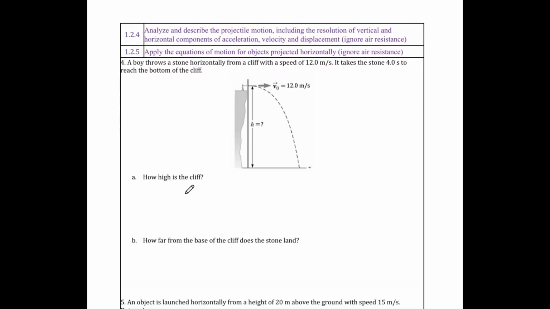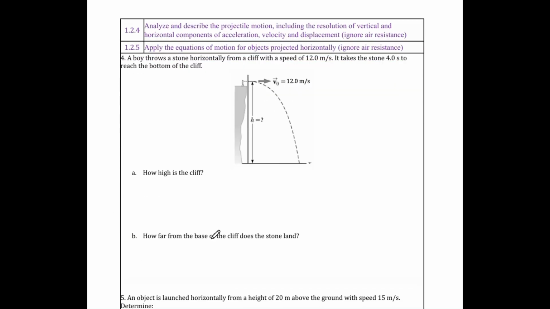Okay, let's move on to the second question. A boy throws a stone horizontally from a cliff. It gives me speed 12. It takes the stone 4 seconds to reach the bottom. So he gave me the v initial. We don't know the height, but he gave me the time.